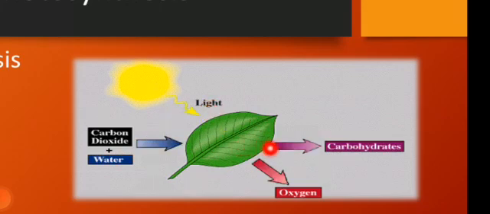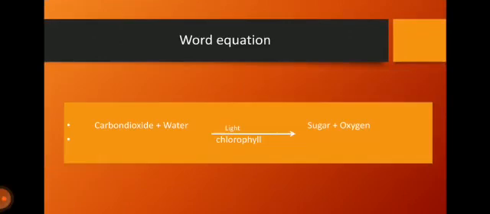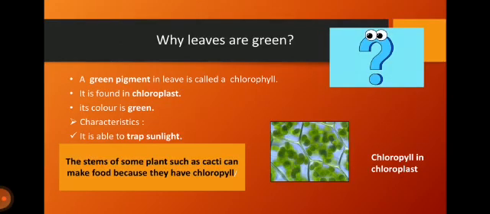And what is made? Carbohydrates are made, that is the food of the plant, and at the same time oxygen is given out. Now look at the word equation. Here carbon dioxide gas is added with water in the presence of light and chlorophyll, and what is made? Sugar and oxygen.